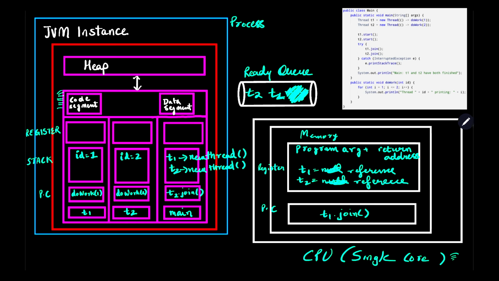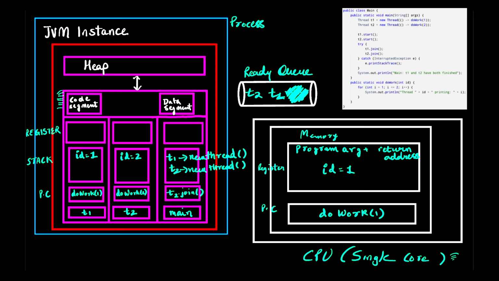The stack will remain as it is and the register will contain nothing. After that, the OS scheduler picks the T1 thread and loads its program counter, register and stack values into the CPU register and the program counter. So now these values will be removed. Now the program counter of the CPU will contain do work 1 and the register contains id equal to 1.